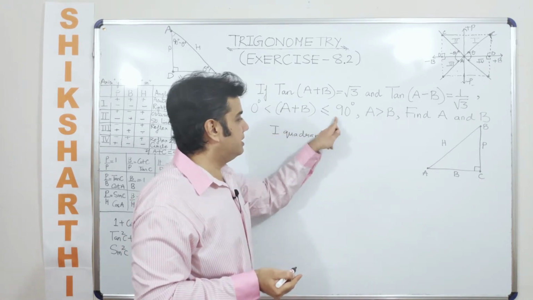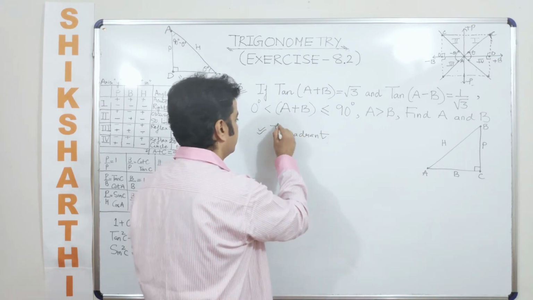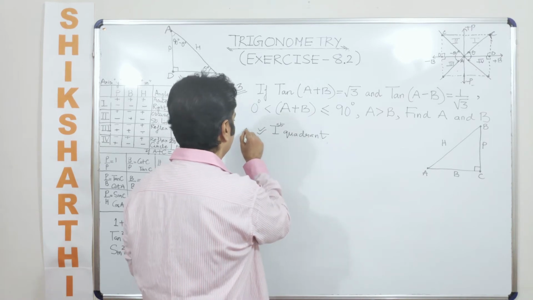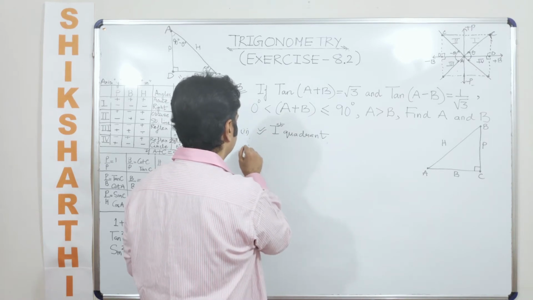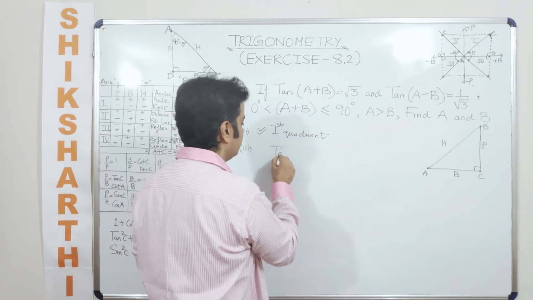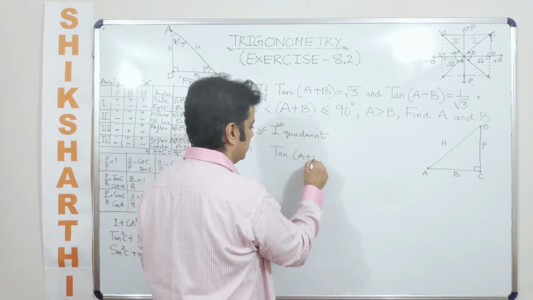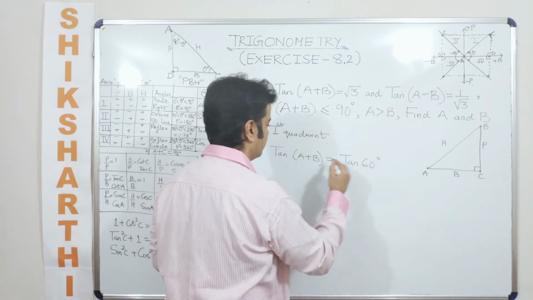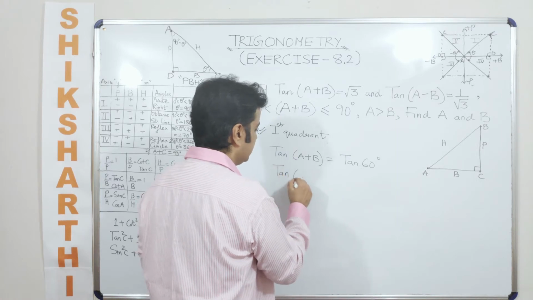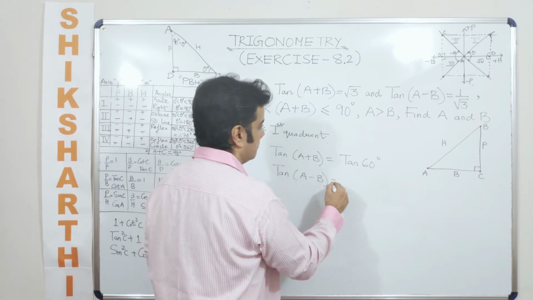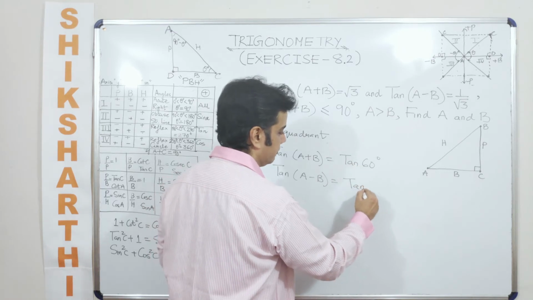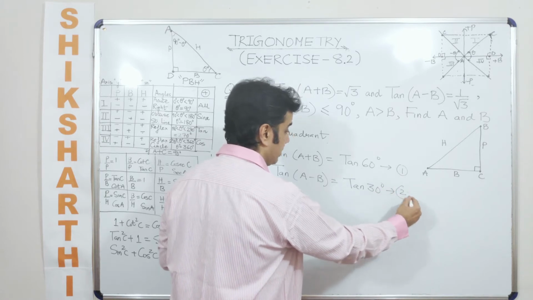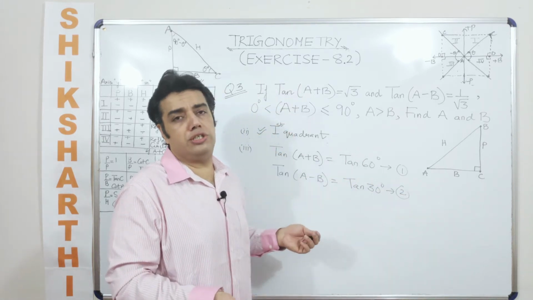This piece of information tells me that I am only supposed to talk about the first quadrant. Okay, so this is the first thing that you need to understand. The third thing here is, can I say tan of A plus B? How much is tan 60? Root 3. So this is equal to tan 60 degrees. At the same time, I can say tan of A minus B is tan of 30 degrees, because tan of 30 degrees is equal to 1 by root 3. Let us say this is equation 1 and this is equation 2.